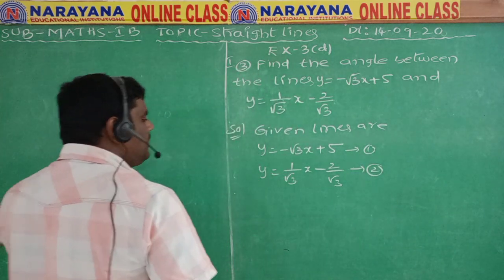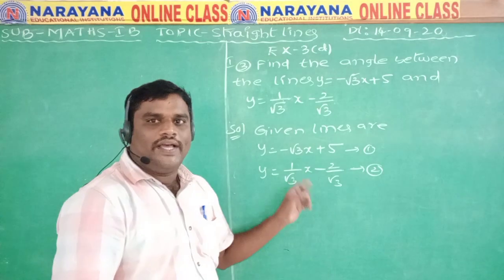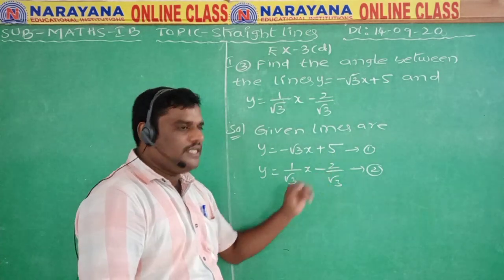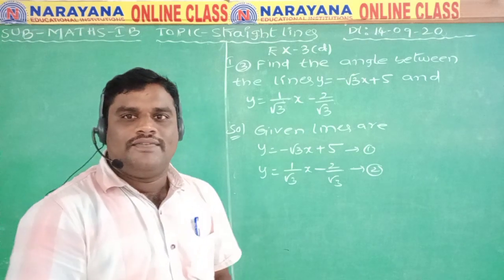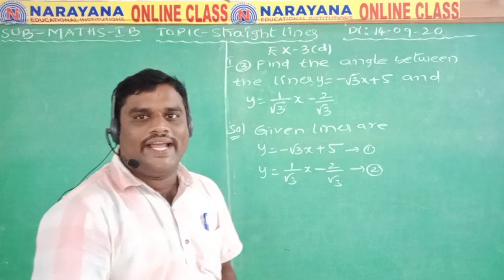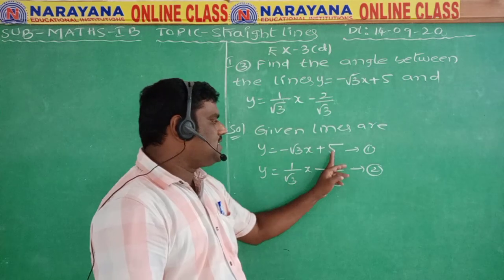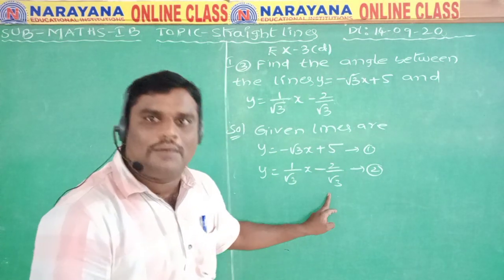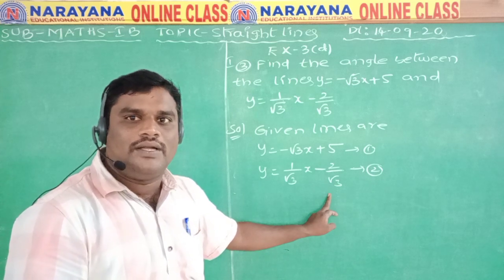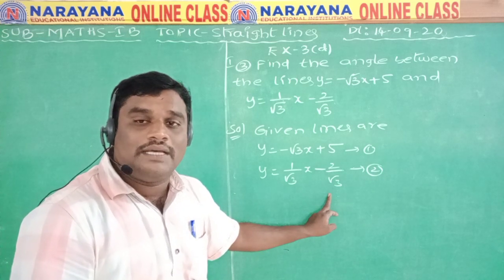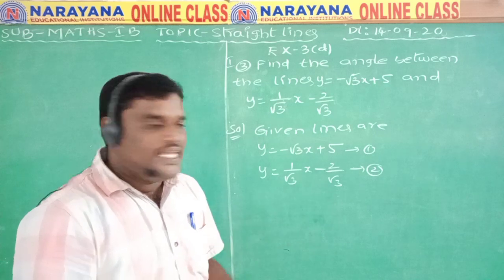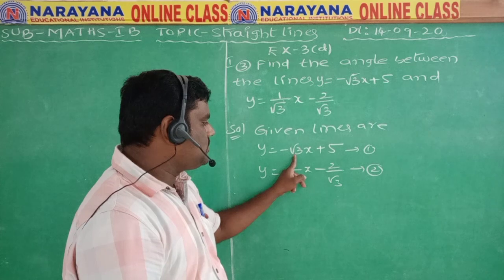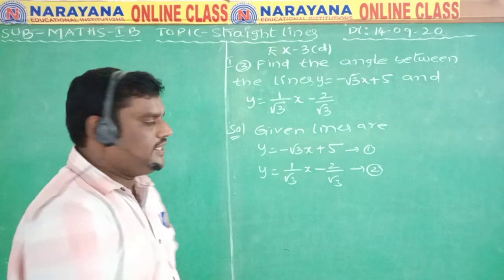Now comparing these two equations with y = m1x + c1 and y = m2x + c2. We know the formula: if theta is the acute angle between the lines y = m1x + c1 and y = m2x + c2, then tan theta = |m1 - m2| / (1 + m1 m2). Here m1, m2 are the slopes of the lines. Here m1 = -root 3 and m2 = 1 by root 3.